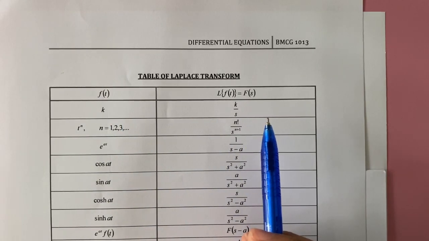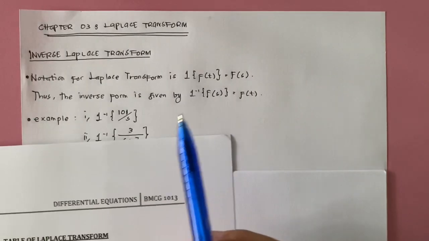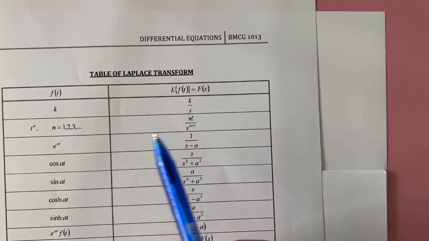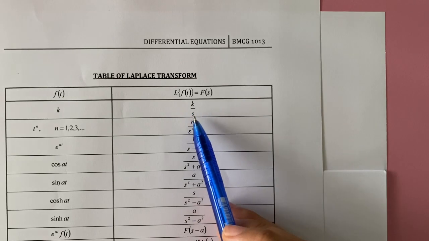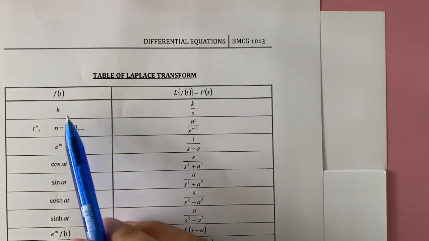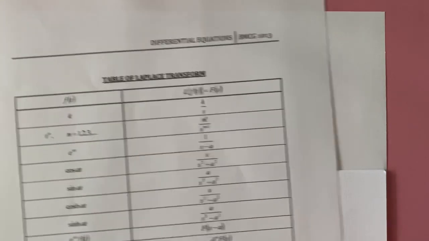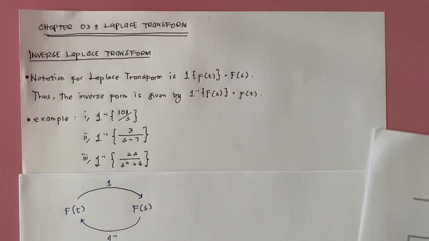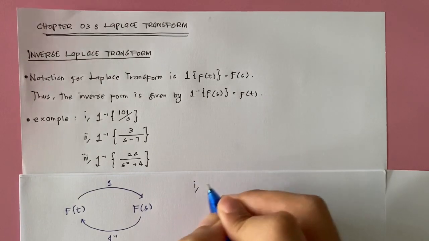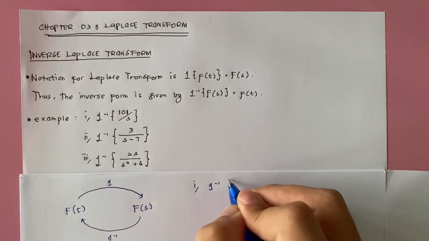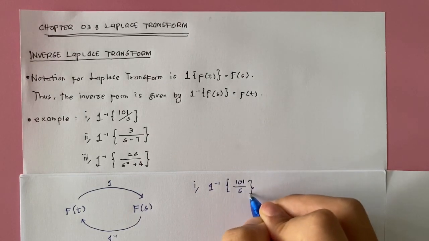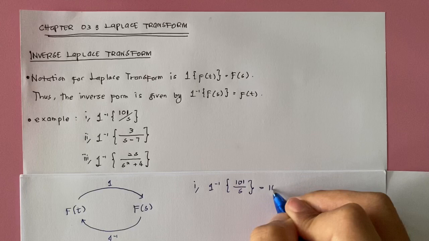So for the first example, you have 101 over s. From the table, refer to the first row, we have 101 over s. 101 is our constant, so the f(t) will be the k. In this case, the inverse Laplace for 101 over s is equal to 101.